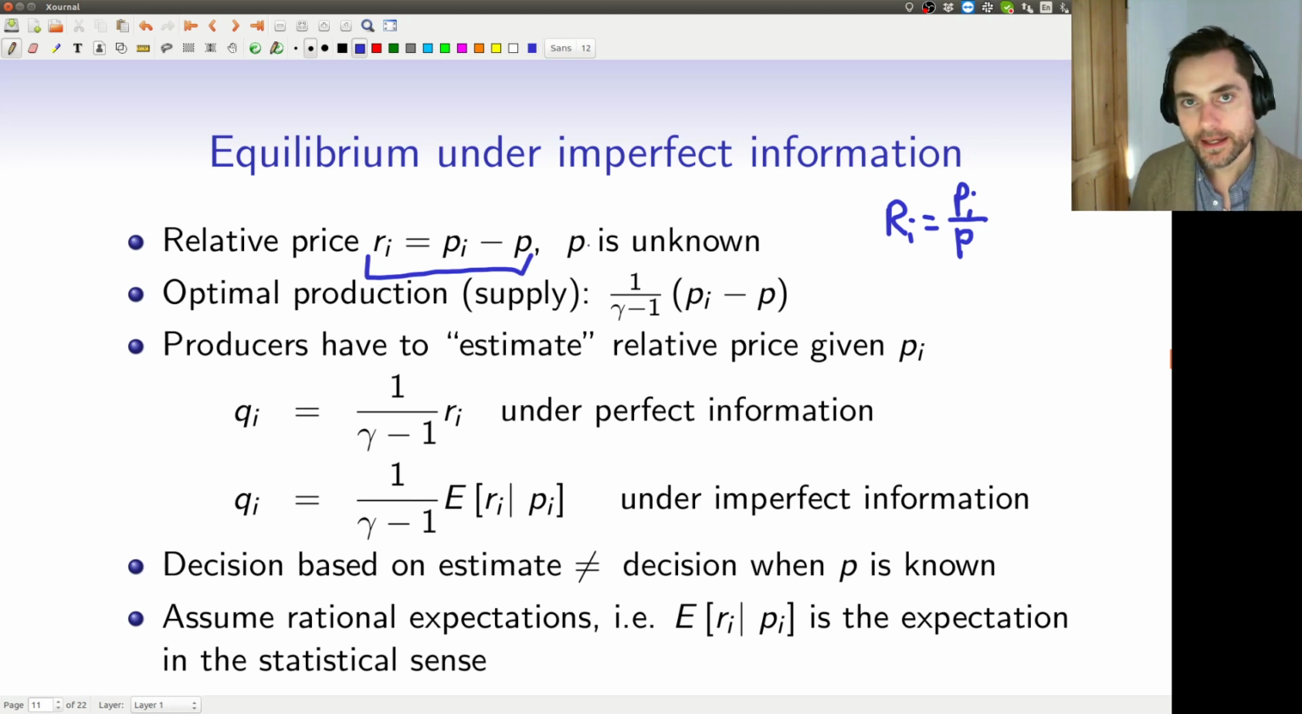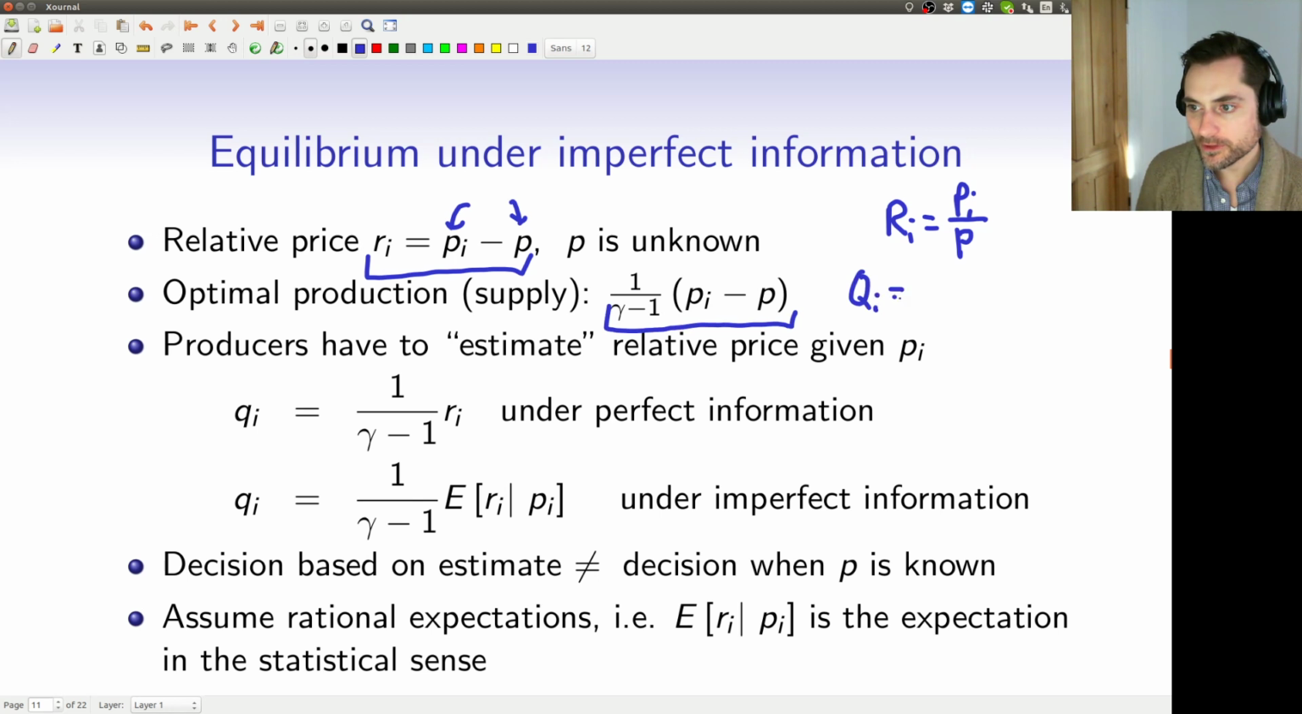Okay, and firms are going to know what their little pi is. They go to the farmer's market, they see what the price of their pumpkins is, but they don't know what the average price level in the whole economy is. You recall that optimal production looks like this. So that says that the amount that firms produce, now in levels, is just this object.